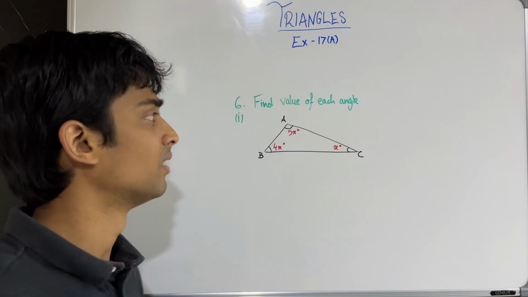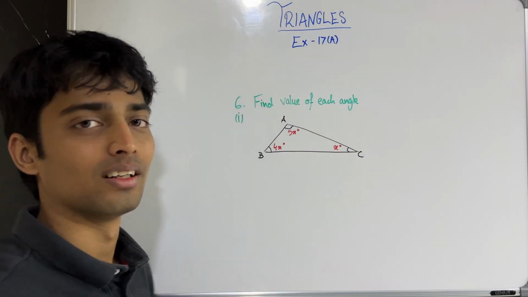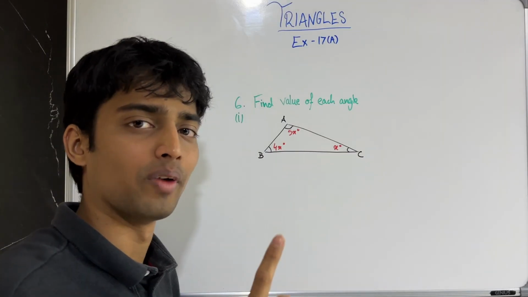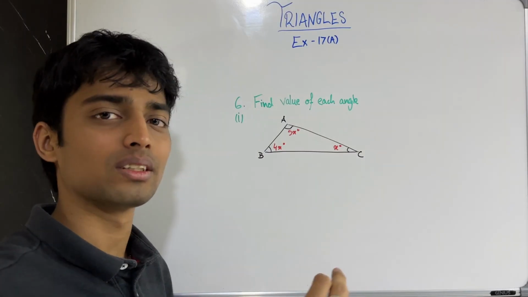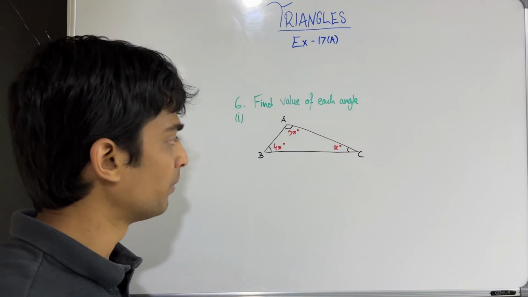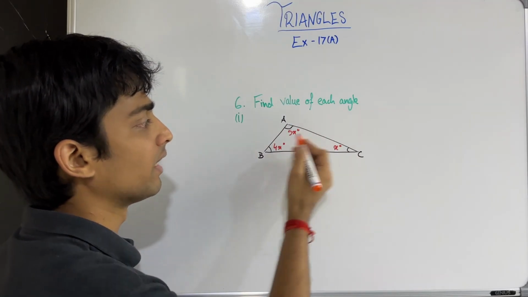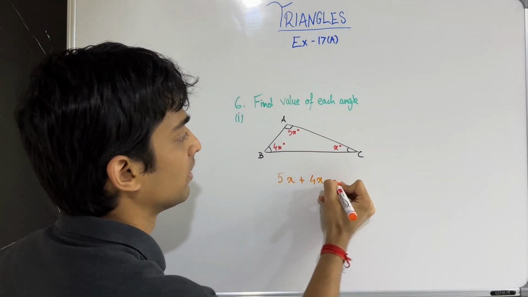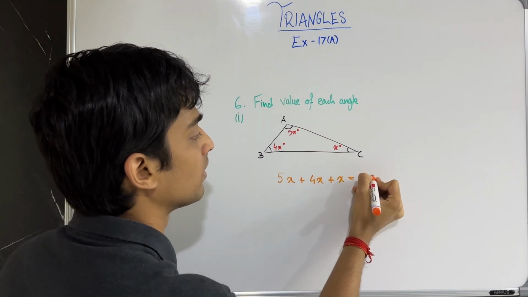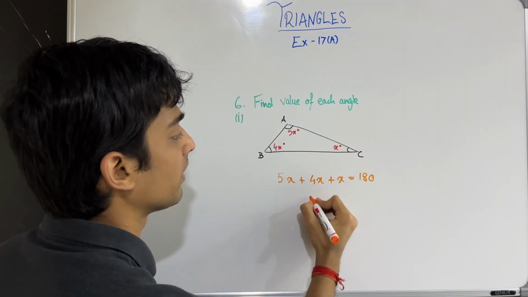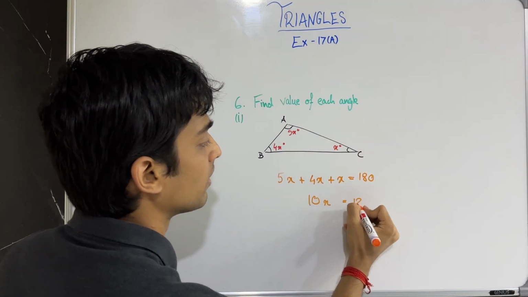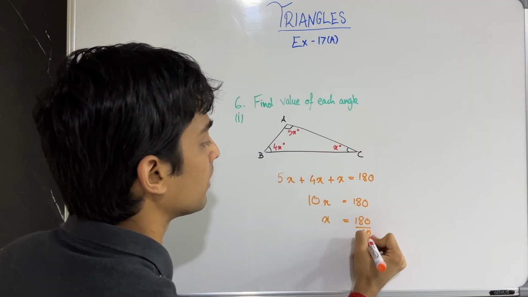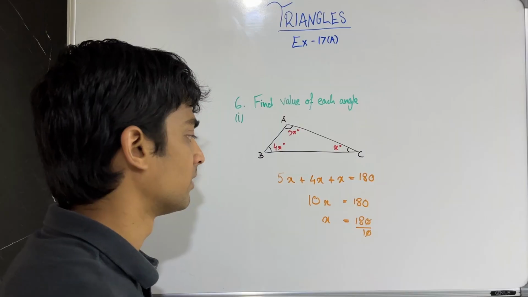Find the value of each angle. Same concept again. We have a triangle and we have three unknown values, but there's only one unknown variable, which is x. So we can make an equation and find the value of x. We know all angles add up to 180 degrees. So we can write 5x plus 4x plus x equal to 180. Let's add them up. We get 10x equal to 180. 10 goes down, x equal to 180 upon 10. So we get x is 18.